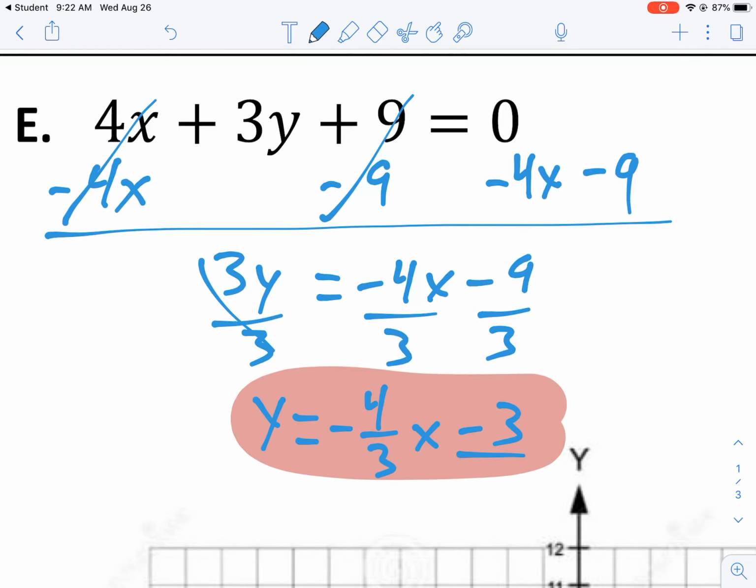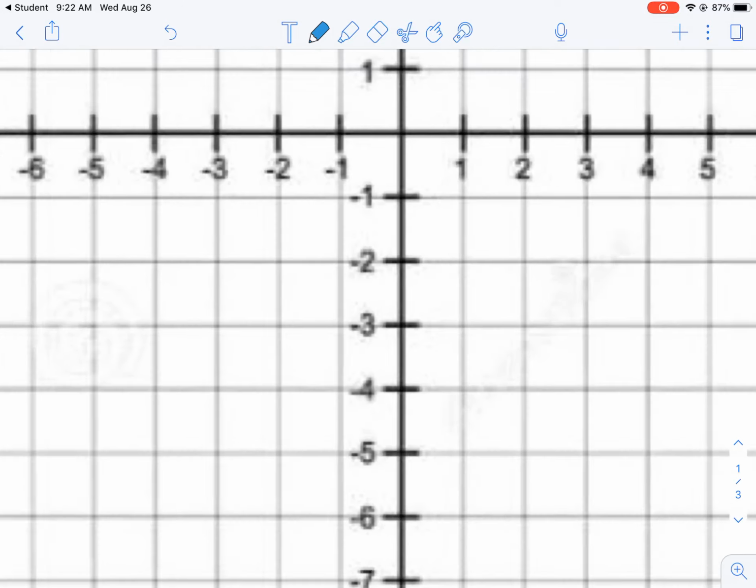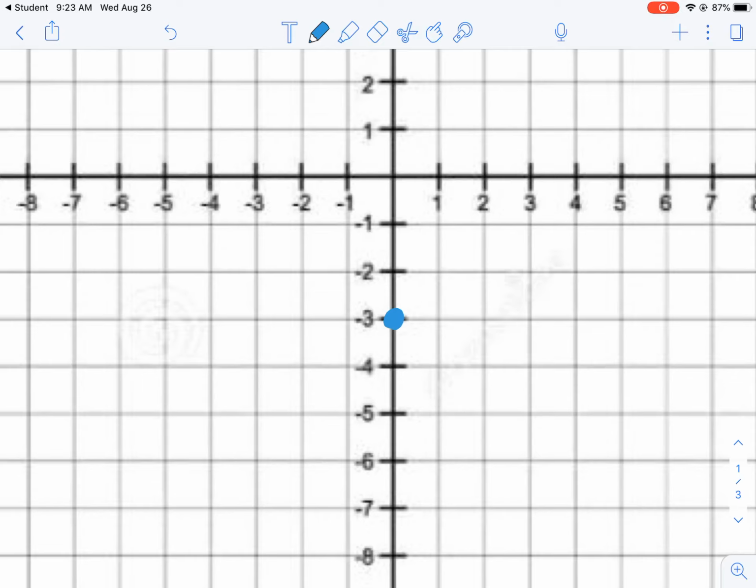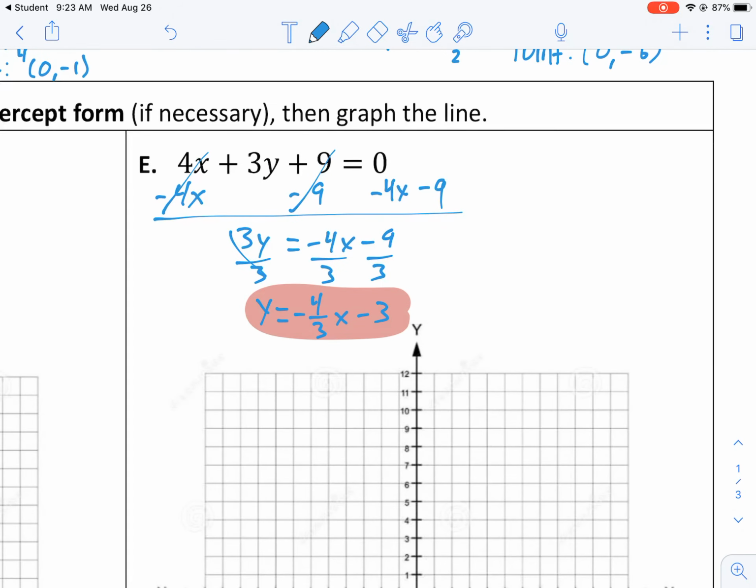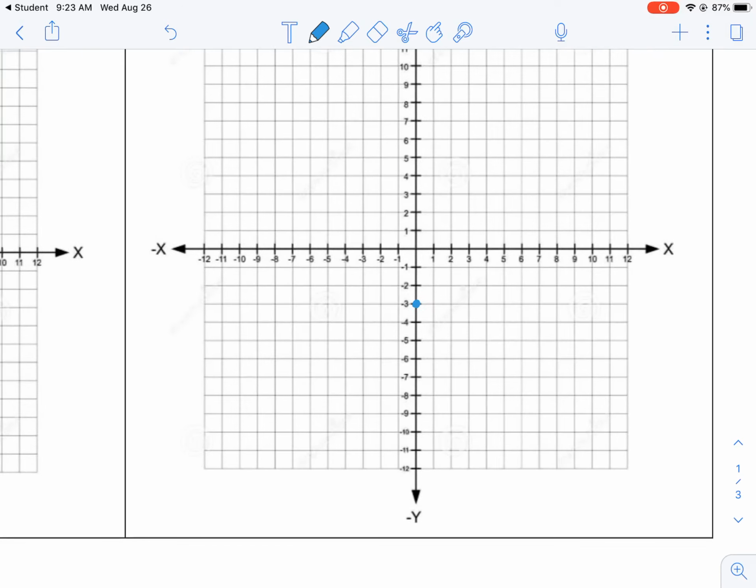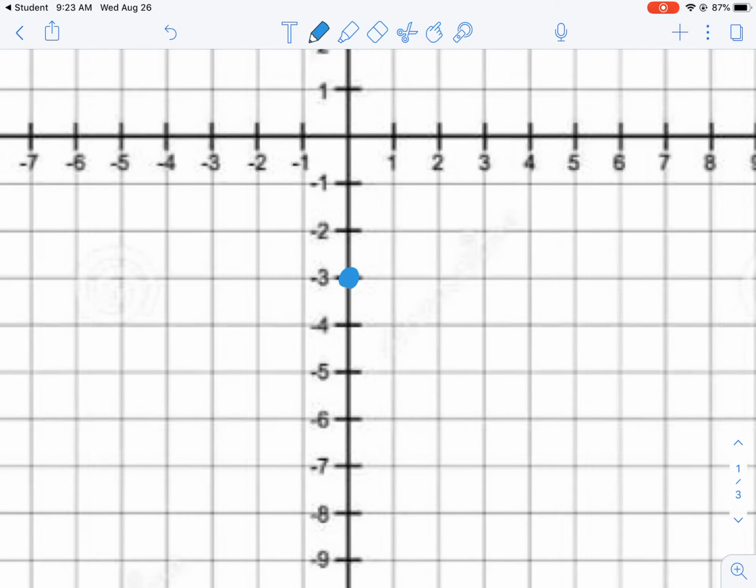Our starting point is negative 3. That's our y-intercept, so we're going to come down to negative 3. Now we want to count off our slope. Our slope's negative. Remember, the negative slope only affects your rise. It just means we're going down 4. When we go over 3, we're still going to go over 3 to the right. So we've got 1, 2, 3, 4. 1, 2, 3.